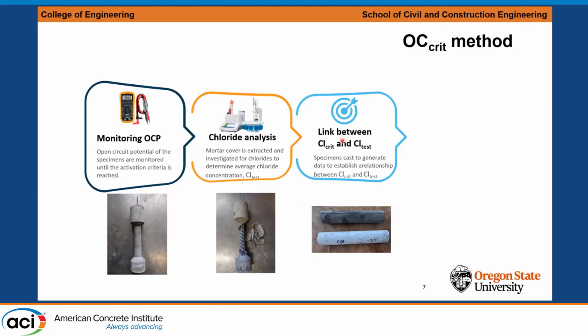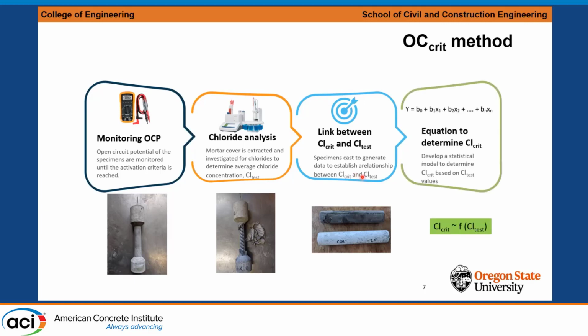So we try to establish a link between the CL crit, which is what we need at the end of the day, and the CL test values, which we get from this method. So we cast some partner specimens to generate data to establish a relationship between CL crit and CL test. Cylindrical specimens like this are cast, and they are exposed to different chloride solutions for different durations, and then we grind the layers down layer by layer, and then we test them for chlorides to establish a relationship between CL crit and CL test. And then once we have the data from these specimens, we can do some statistical analysis. I have used a multiple linear regression technique in order to come up with a relationship between the CL crit and the CL test values.